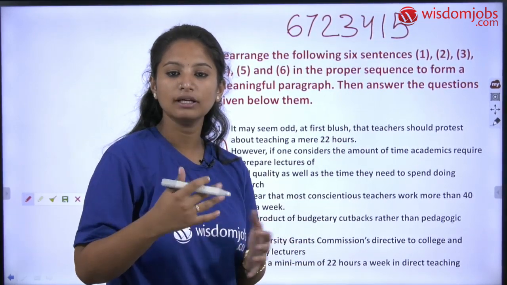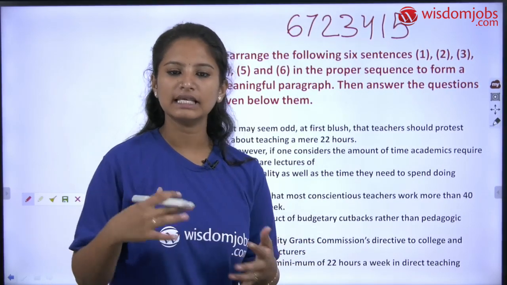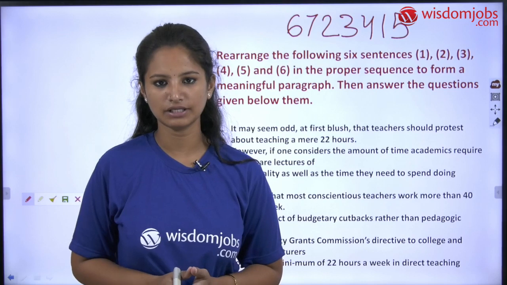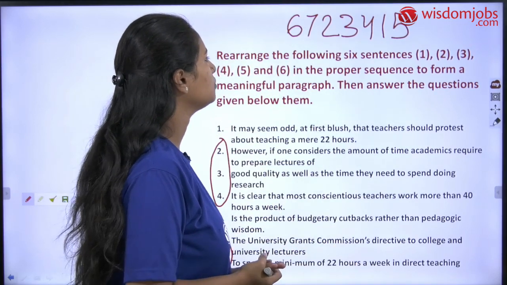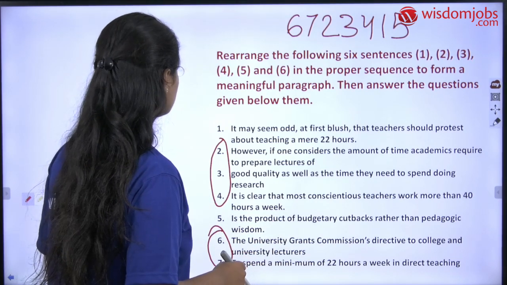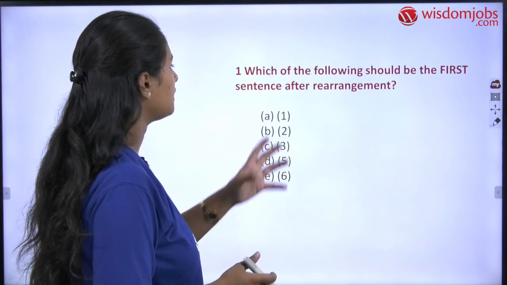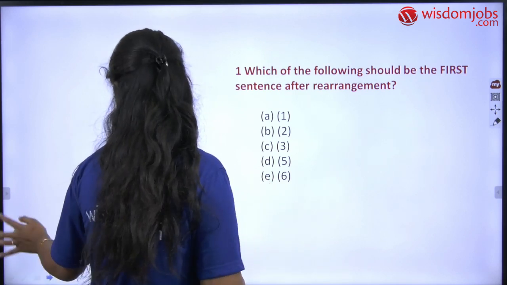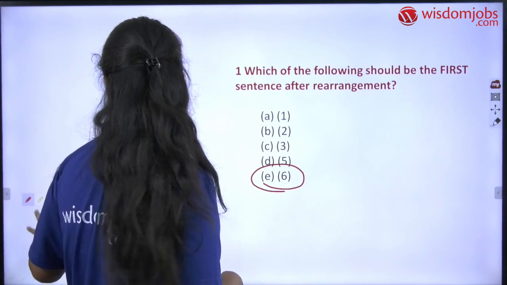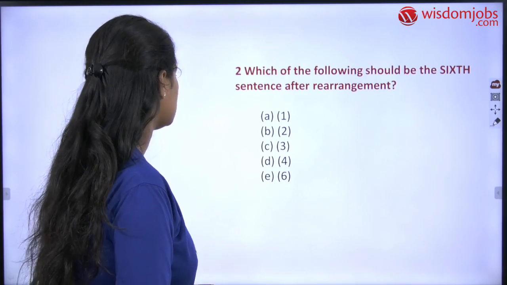Basically, you have to find all the answer options. You have to get around 4 to 5 sequences of the sentences, and then match them with your answers. This is what is called the elimination method. Now let us go with this: 6, 7, 2, 3, 4, 1, 5. Now let us see if this solves it or not. Which of the following should be the first sentence? Sixth option is here. You can take 6 as your first sentence. Which of the following should be the sixth sentence?